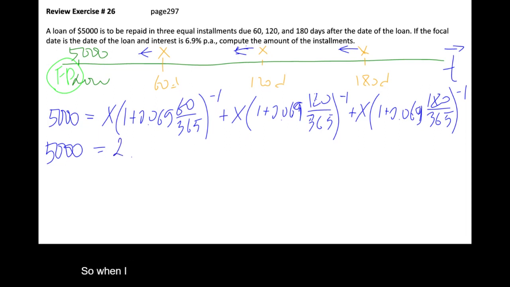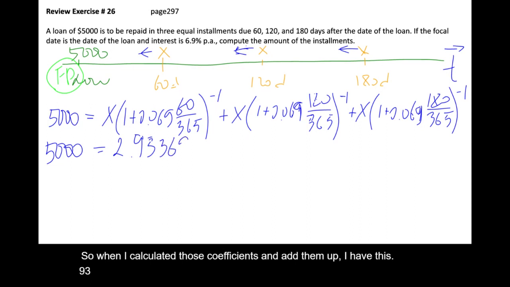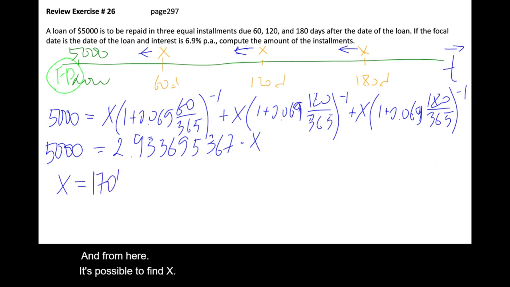So when I calculated those coefficients and add them up, I have this 93369 times x. And from here, it's possible to find x. Okay, that's the answer. Please confirm my number.